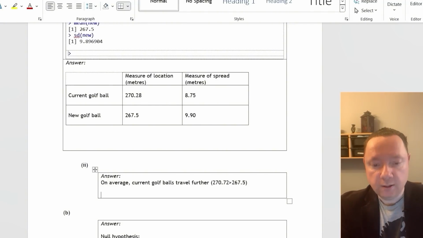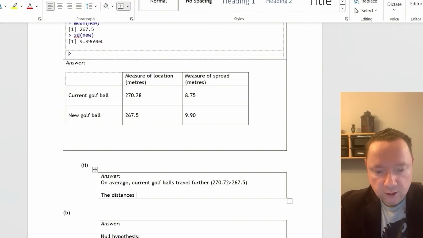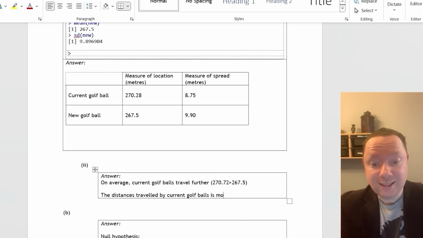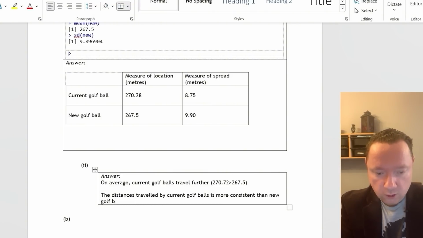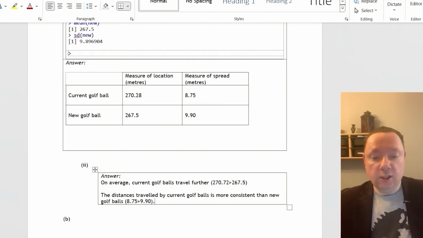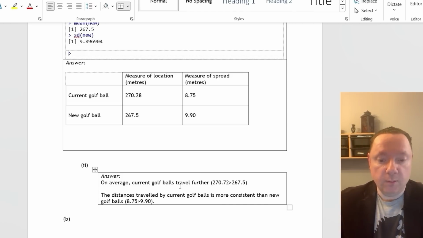And then measures of spread. The distances travelled by current golf balls is more consistent than new golf balls. And that's because 8.75 is smaller than 9.90. Or you could say the distances travelled by current golf balls is less spread out, or the distance travelled by new golf balls is more spread out or less consistent.